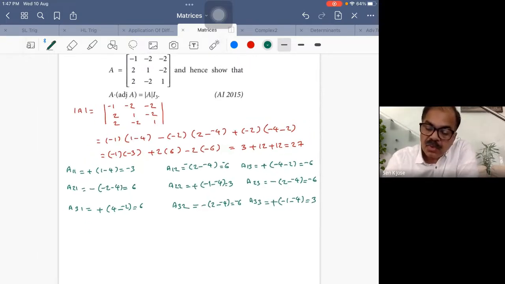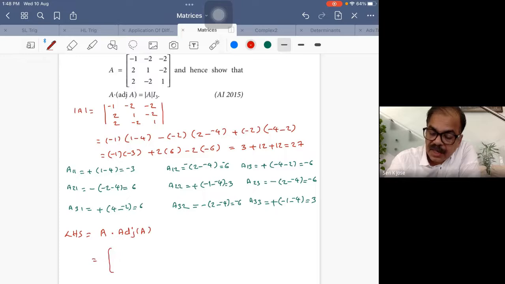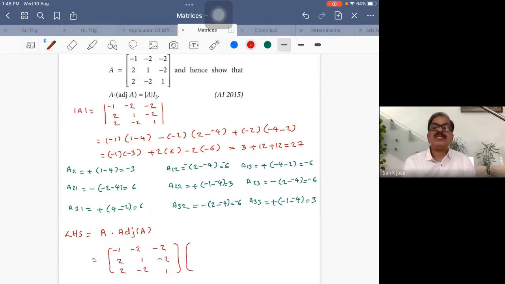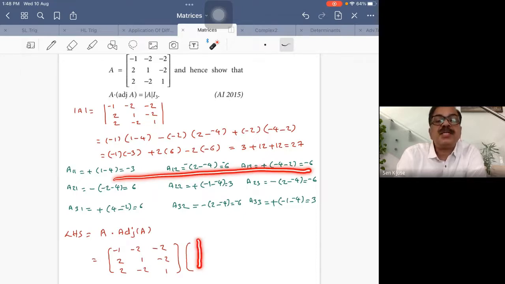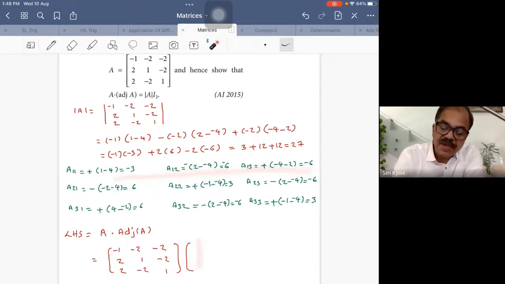And so now I can do the LHS. LHS is A times adjoint of A. I will copy my A first. A is minus 1, minus 2, minus 2. 2, 1, negative 2. 2, negative 2, 1. Into adjoint of A. Now what is adjoint? Adjoint is the transpose of the cofactor. So I will read each row but copy as the column. It's the transpose of the cofactor.